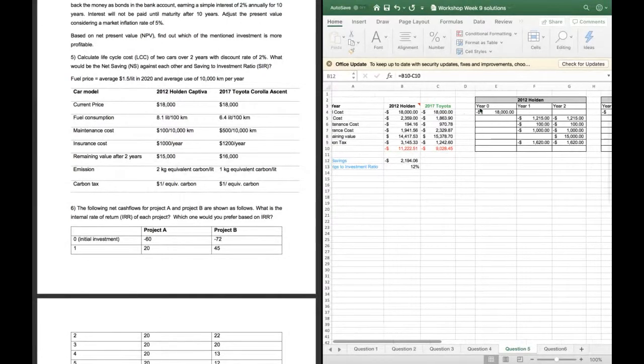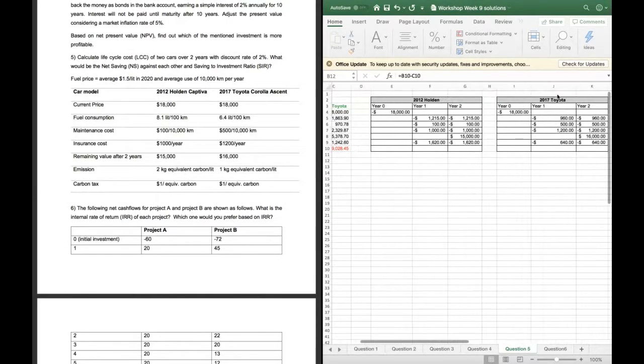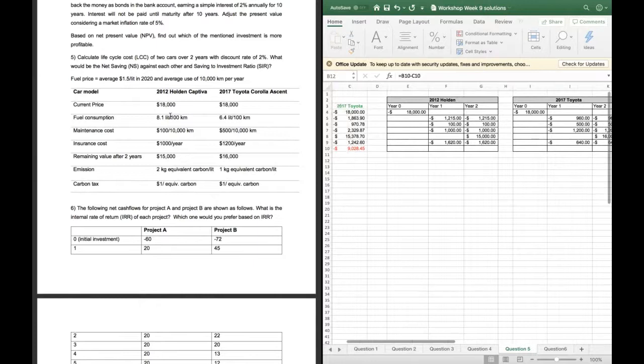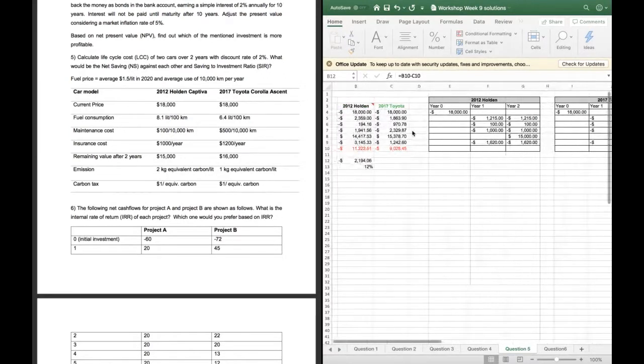So we have two car models, the 2012 Holden and the 2017 Toyota. First, the current price is given. So the price is already given in today's time, so you can directly put it for year zero. If you want to go for the 2012 Holden, then this is something that you will have to pay. So it is negative 18,000, right?